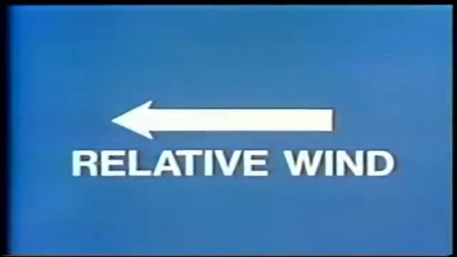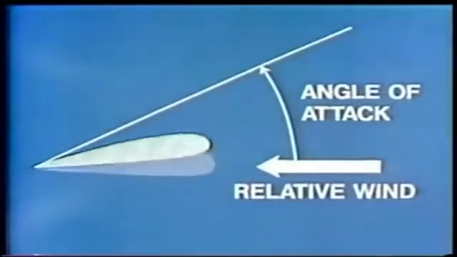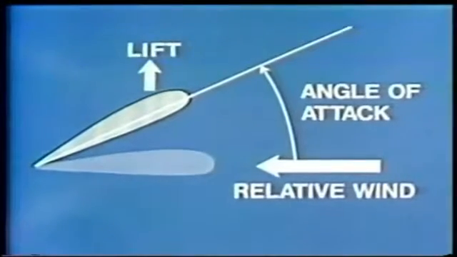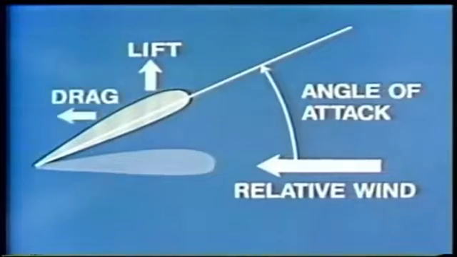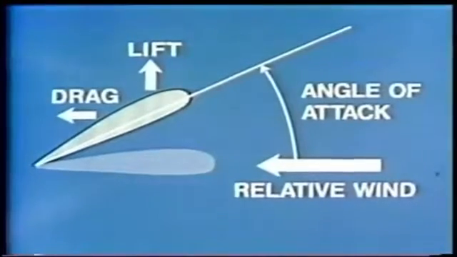Relative wind is the direction of airflow with respect to the wing as it moves through the air. Angle of attack: the angle formed by the relative wind and the chord line of the wing. Coefficient of lift: a numerical representation of the lift generated by a particular wing at a given angle of attack. Coefficient of drag: a number representing drag and derived from the same factor, angle of attack.